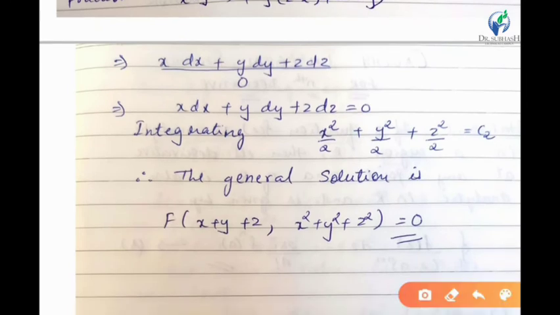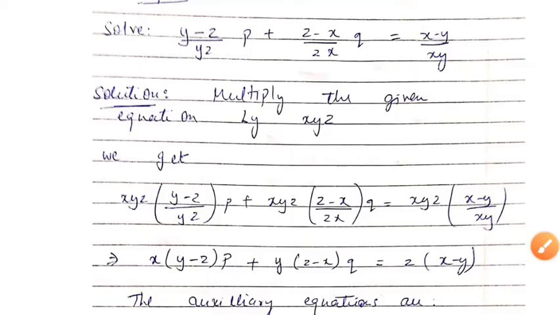So we get x square by 2 plus y square by 2 plus z square by 2 is equal to C2. So the general solution is f of x plus y plus z and x square plus y square plus z square equal to 0. Now let us move towards our next example.